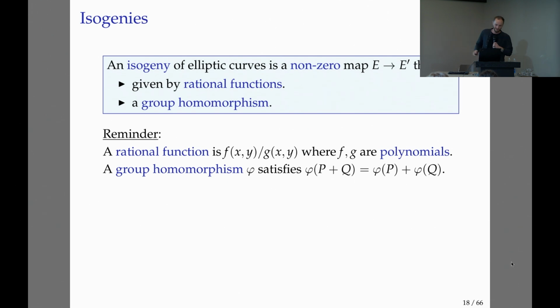Yeah, just for recap, rational functions means fractions of polynomials, and group homomorphisms are defined by the fact that you can exchange them with the law of the group, in this case.